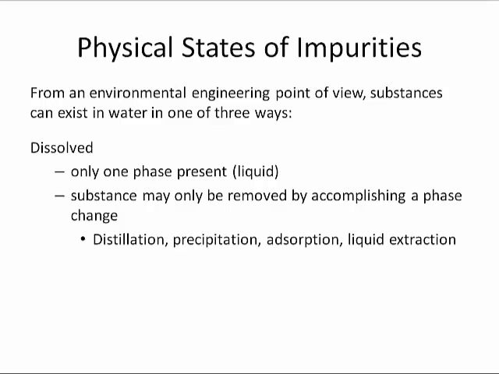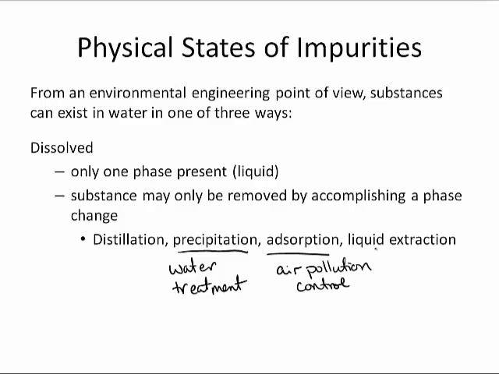As we discuss treatment processes throughout the semester, we will see that precipitation is very common, as is adsorption. Precipitation is one of the key processes in water treatment to remove dissolved substances, and adsorption is one of the key processes used in air treatment or air pollution control. You may have learned about distillation and liquid extraction in other courses. These are not very common in environmental engineering because we deal with such mass volumes of water.